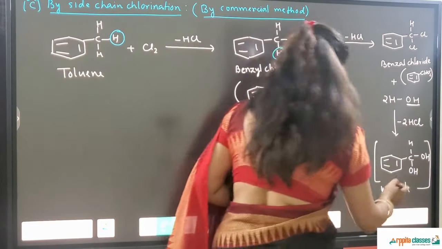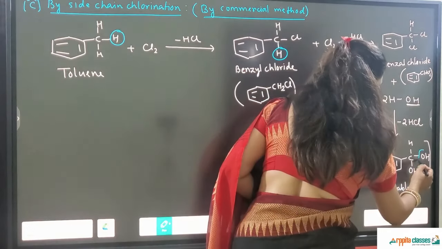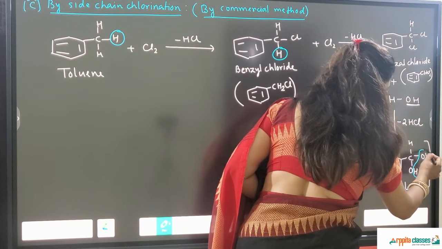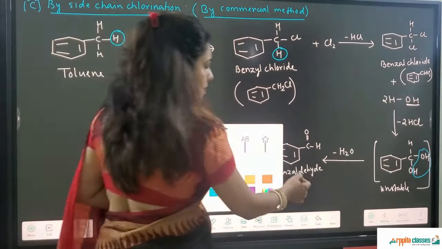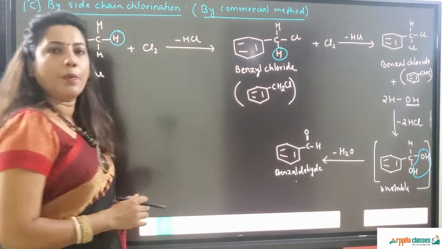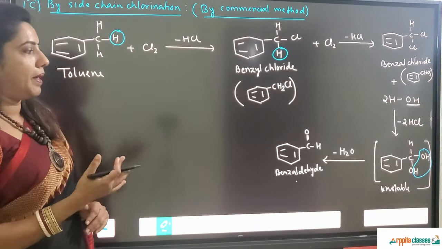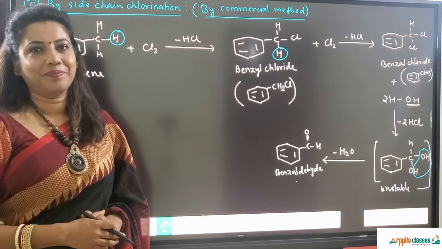So what happens is from here a water molecule comes out, like this. So finally what you are getting is benzaldehyde, CHO. So you are getting benzaldehyde as the product. This is the way we can prepare benzaldehyde by the side chain chlorination of toluene.